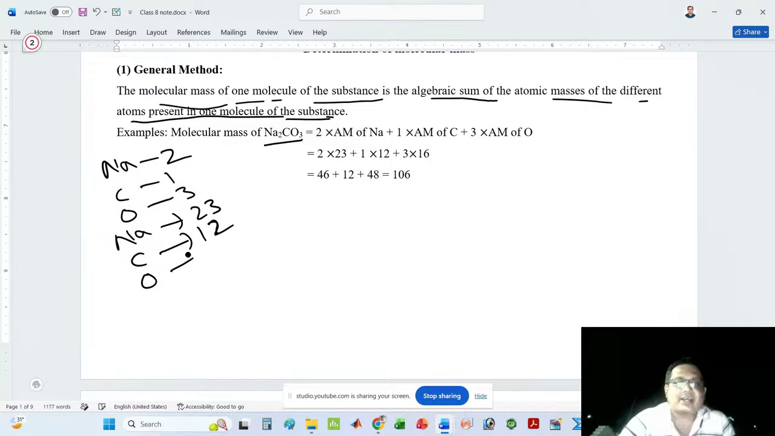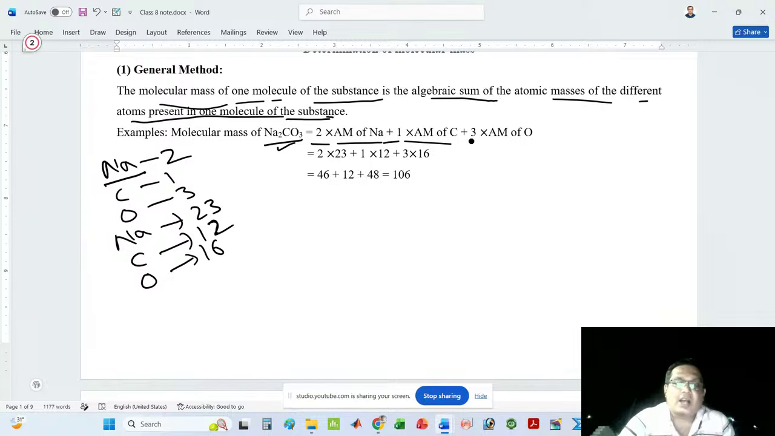How can I calculate the molecular mass of sodium carbonate? Here I can write 2 into the atomic mass of sodium. Why have I written 2 into the atomic mass of sodium? Because here 2 sodium atoms are present. Then add, taking the algebraic sum, so give the plus sign. 1 into the atomic mass of carbon, because one carbon atom is present. Like that, give a plus sign and then write 3 into the atomic mass of oxygen, because 3 oxygen atoms are present.